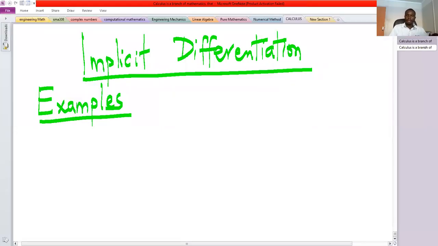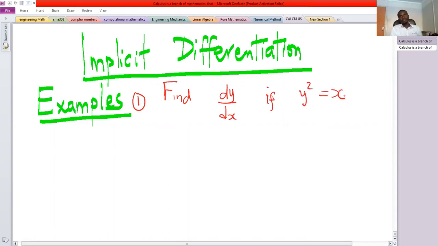Welcome to this class. In this session, we are going to give examples on how to carry out implicit differentiation. So the first example: find dy/dx if y squared is x. Solution. We have the equation y squared equals x.